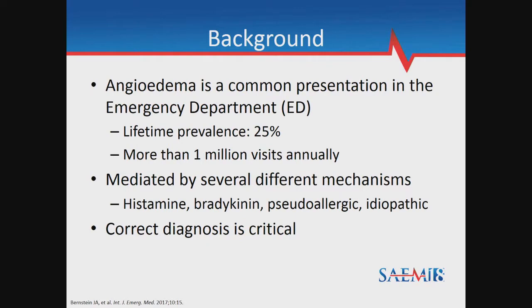Angioedema is a very common presentation that we see in the ED. It's estimated that there is a lifetime prevalence of either angioedema or urticaria of about 25%, and this does result in more than 1 million visits to the ED each year in the United States. It is mediated by several different mechanisms, the most common being a histamine-mediated angioedema, followed by bradykinin, and then very rarely pseudoallergic or idiopathic. But no matter what type of mechanism it is, correct diagnosis is very critical because obviously any type of angioedema can progress to severe upper airway compromise and even death.